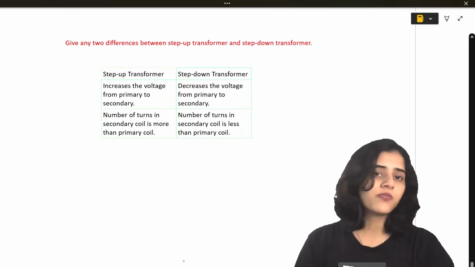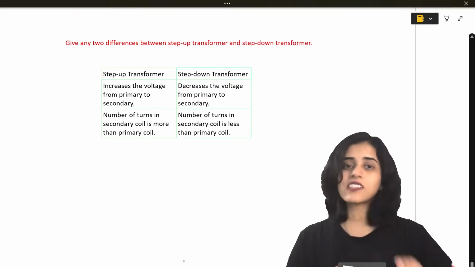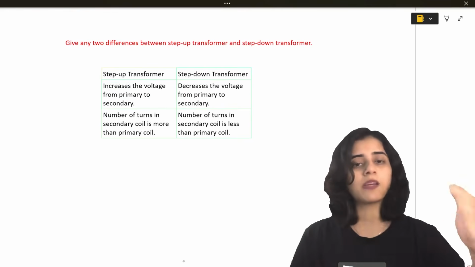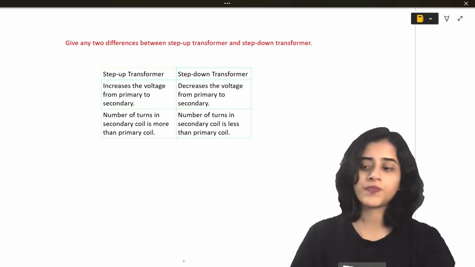Two differences: in step up, voltage increases; in step down, voltage decreases. The number of turns will be more in the secondary. Why? Because step up has more output voltage. Okay.